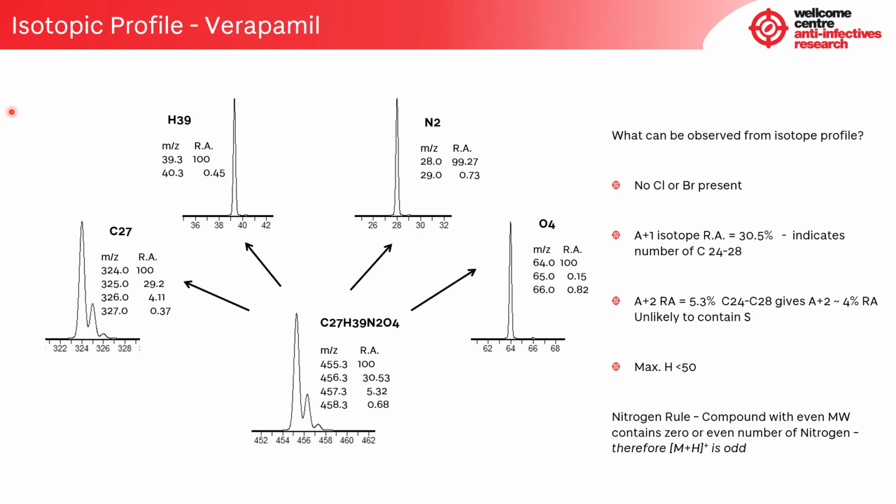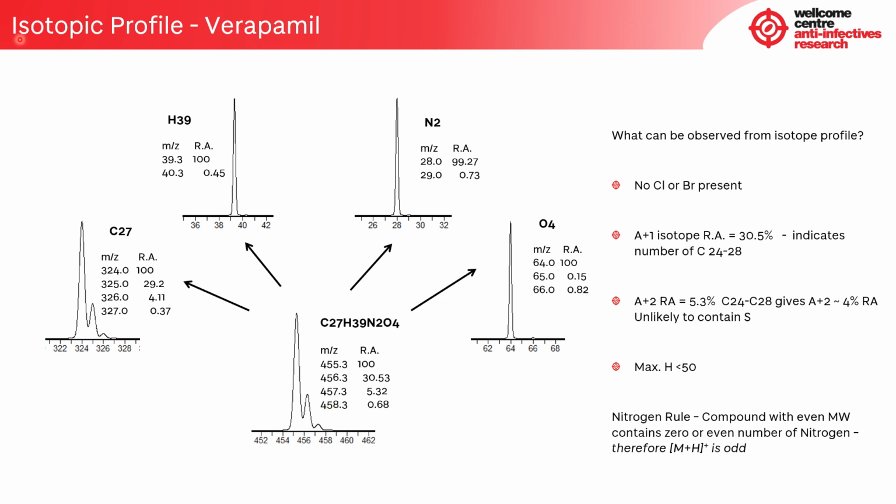Generally, the A+1 peak in organic compounds is predominantly determined by the number of carbons present. Although there are 39 hydrogens, the relative low abundance of deuterium means it has almost no effect on the overall isotopic profile. Similarly, nitrogen and oxygen are present in such low numbers that they again have relatively little effect on the overall profile, although 18 oxygen has a small effect on the A+2 peak.